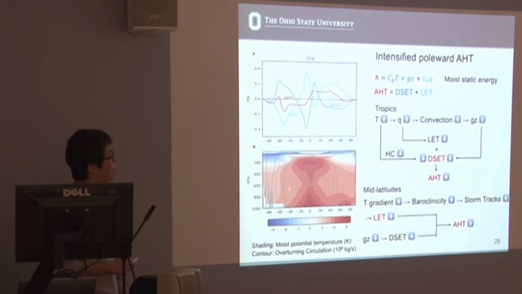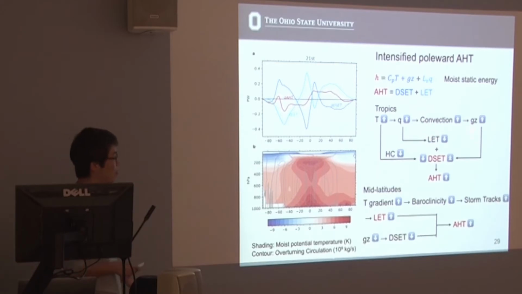The energy in the atmosphere is basically moist static energy. It includes the internal energy, potential energy, and the latent energy. When we combine the potential energy and the internal energy, it is the dry static energy, which corresponds to dry static energy transport, and the latent energy corresponds to the latent energy transport. The summation of the dry static energy transport and the latent energy transport is the total atmosphere energy transport. We found in the 21st century, the response in the tropics is dominated by dry static energy, and in the extratropics, it is dominated by the latent energy transport.